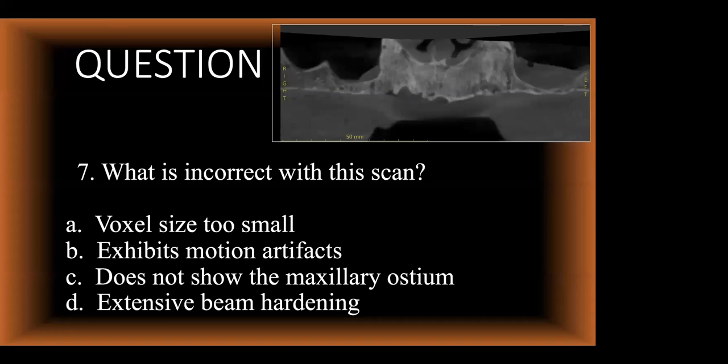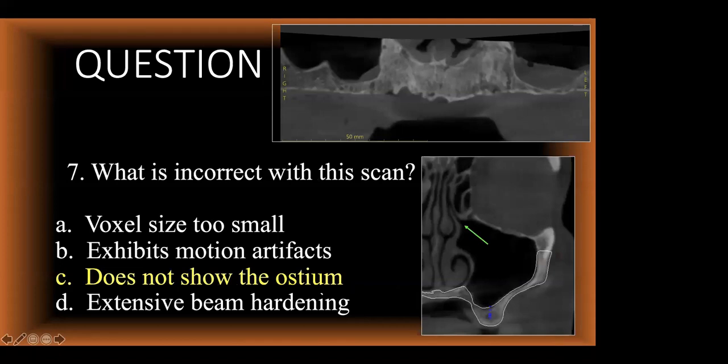Okay, good, almost 70%. C is the correct answer. So why is C the correct answer? First of all, the voxel size has to do with the contrast and the clarity of it, and that's a pretty clear scan, so that wouldn't be it. Motion artifacts is when the patient moves during the scan and you see like a double image. So we're not seeing a double image, so I wouldn't say there's motion artifacts.